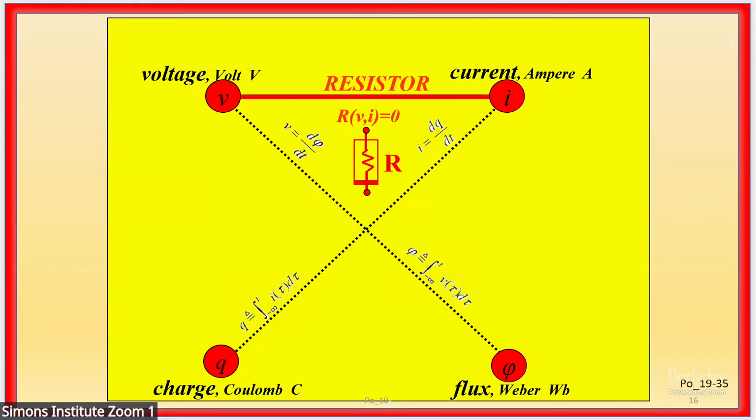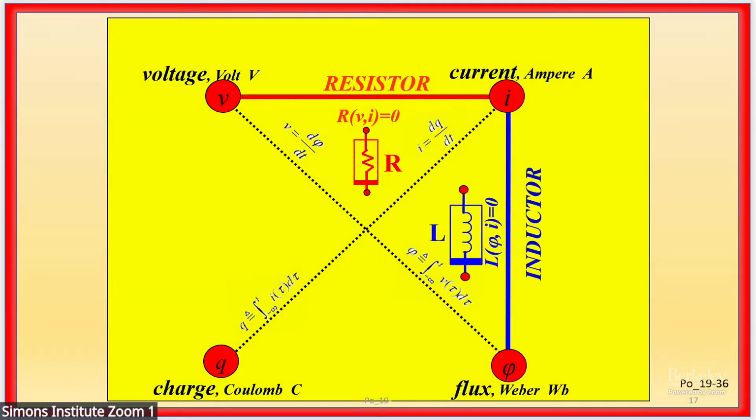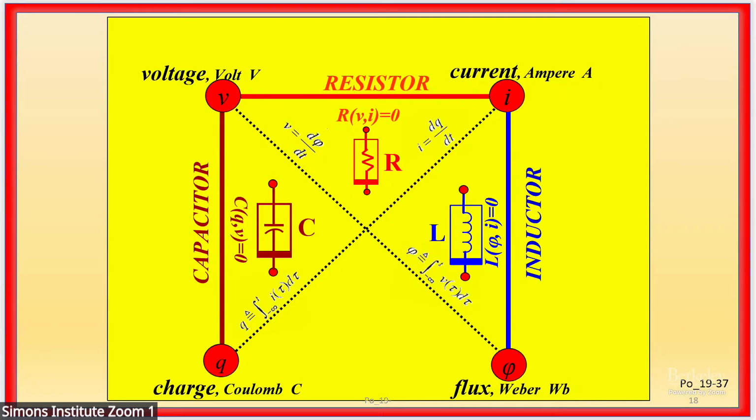be the symbol. If the relationship is instead between the current and the flux, that element is called an inductor. If the relationship is between voltage and charge, that element is called a capacitor. These are the correct axiomatic definitions of the three classic circuit elements. The problem with this axiomatic approach is that there is a missing link down here.